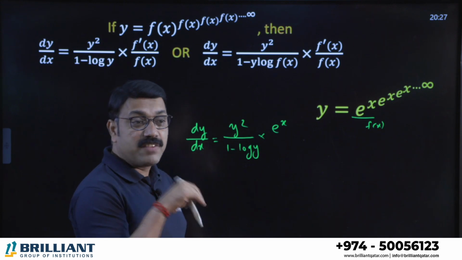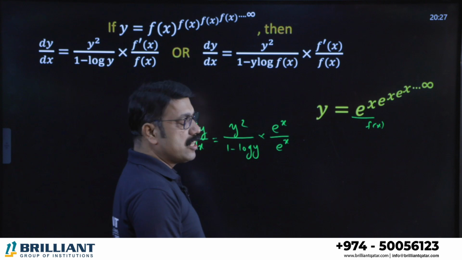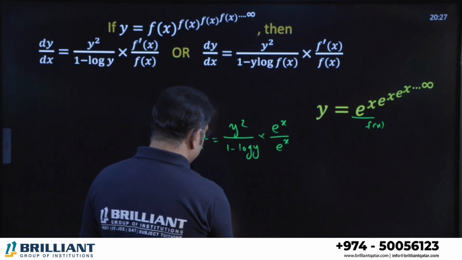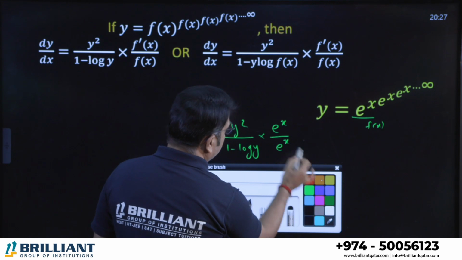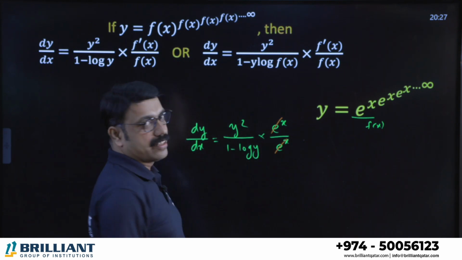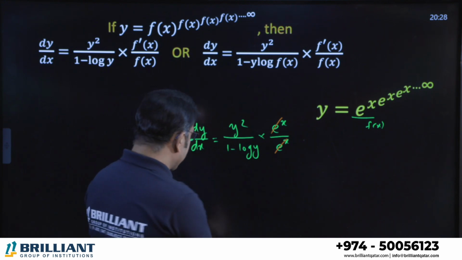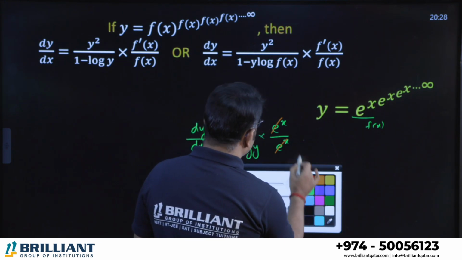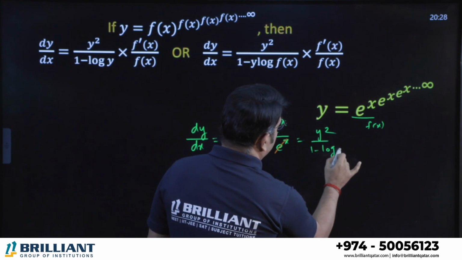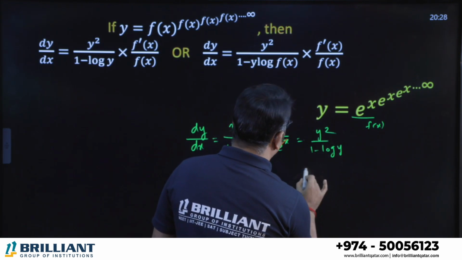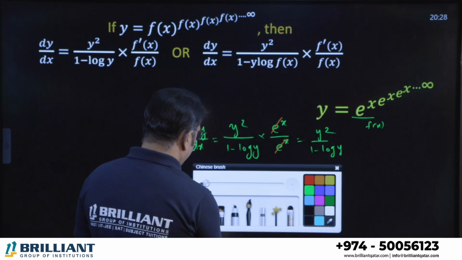F dash x divided by f of x, that means e raised to x over e raised to x. We can cancel them there itself. If we cancel the same terms, we get y square by 1 minus log y, that is the answer. Or how can we write the same answer?